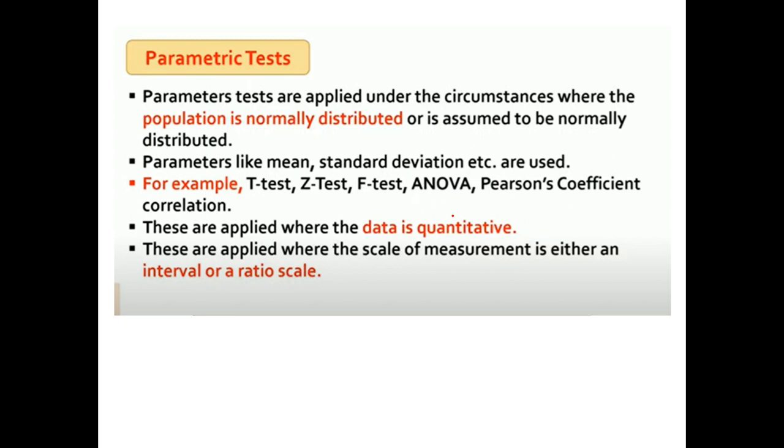So some correlation tests are also there, which tell whether these two data sets or the sample is actually correlated with the population or not. You can tell such a thing. And these parametric tests are only applied when your data is quantitative in nature, that is, you can count them or measure them based on a scale. And the scale of measure is nothing but either interval or ratio.